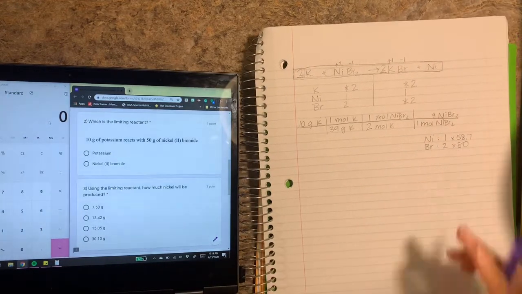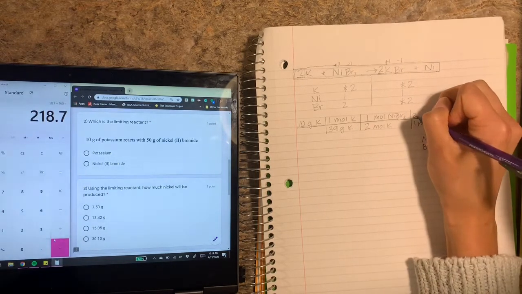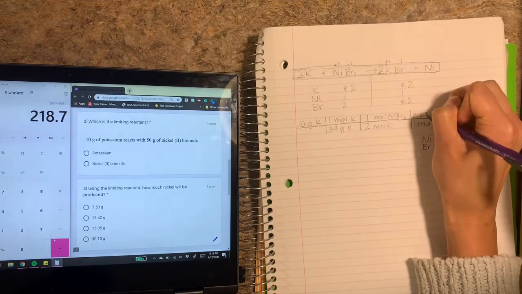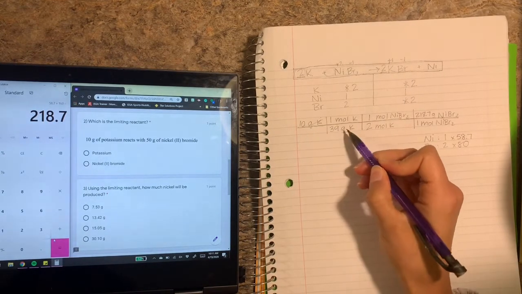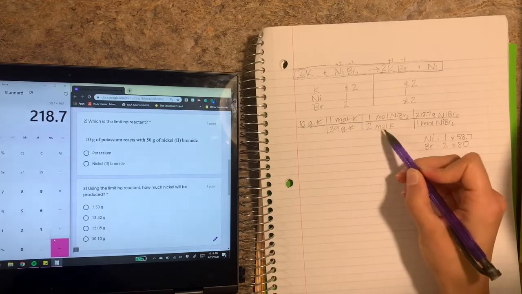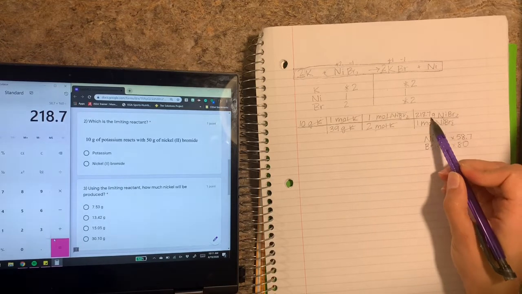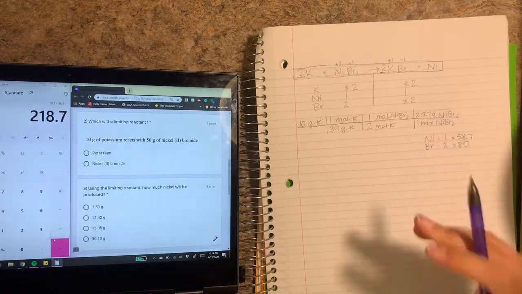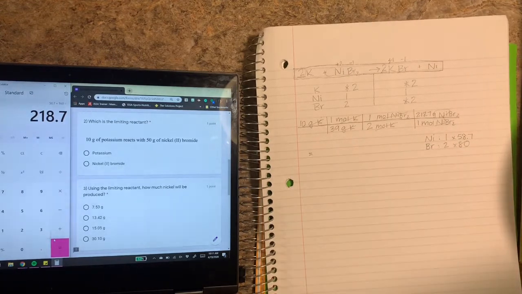Okay, so we have 58.7 plus 160. I'm gonna plug that into my calculator. And we should get a total of 218.7 grams of nickel bromide. Okay, so let's go through and make sure that everything is canceling out. Grams of potassium, moles of potassium, moles of potassium, moles of nickel bromide, moles of nickel bromide, left with grams of nickel bromide, which is what we want. So we can go through and we can plug that into our calculator.